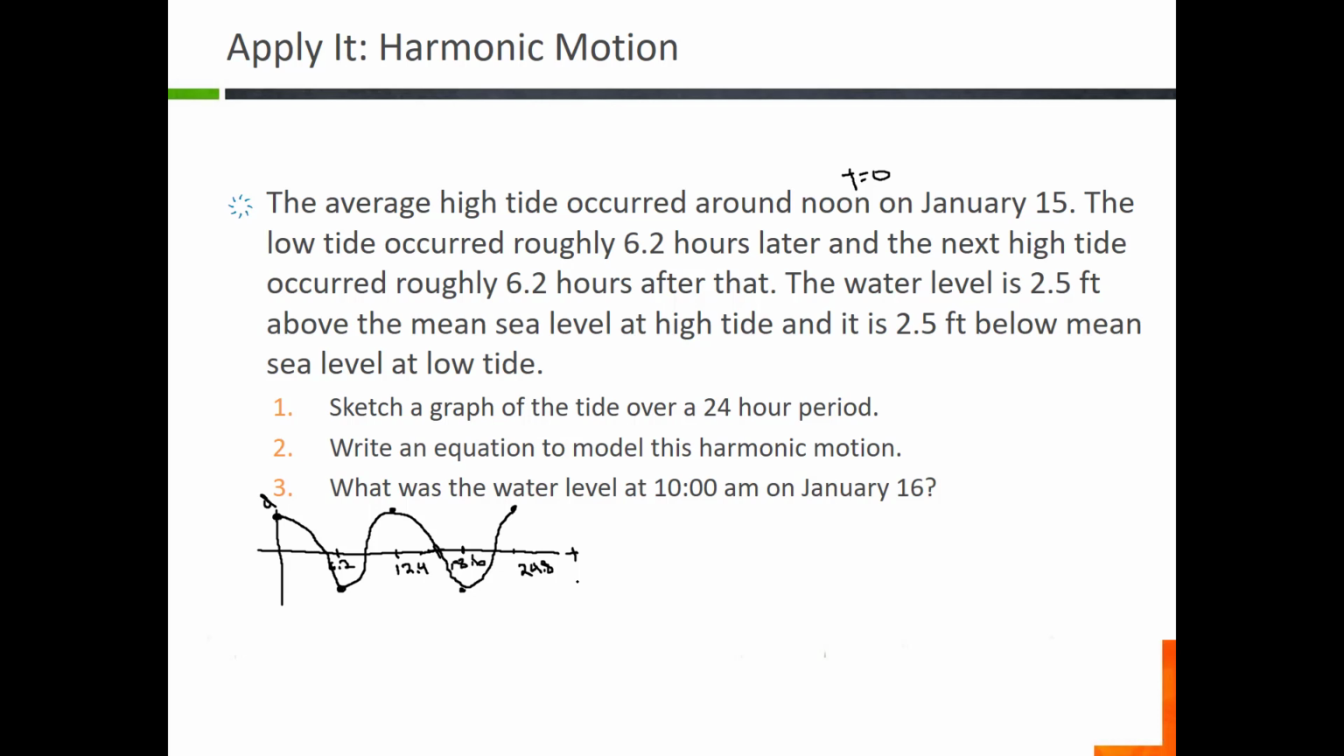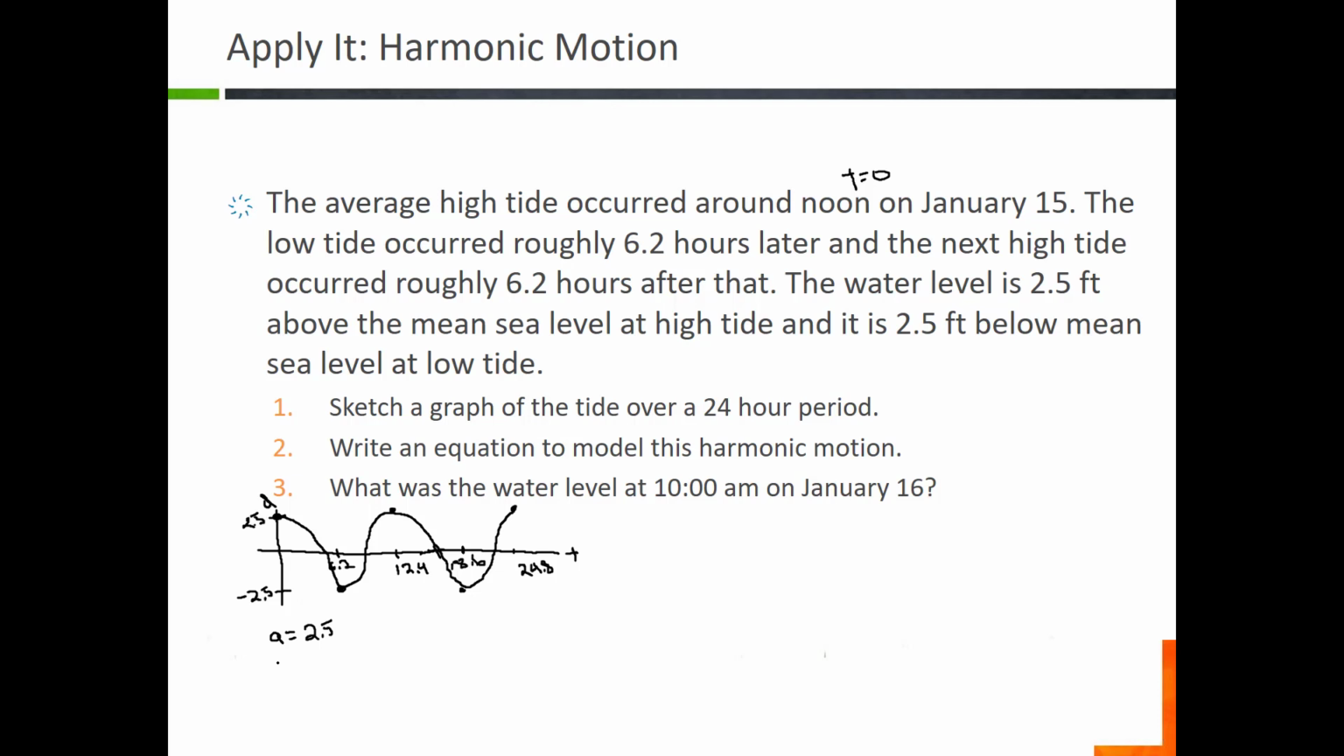Okay. So now we would want to write an equation for our harmonic motion. And one other thing we could add to the graph is the highest and the lowest point, because it tells us it goes 2.5 feet above and below. So the top part of the graph would be 2.5 feet, and the bottom would be negative 2.5. So that's what our graph looks like. That also tells me that the amplitude is 2.5 feet. And then we also need to figure out what omega is.